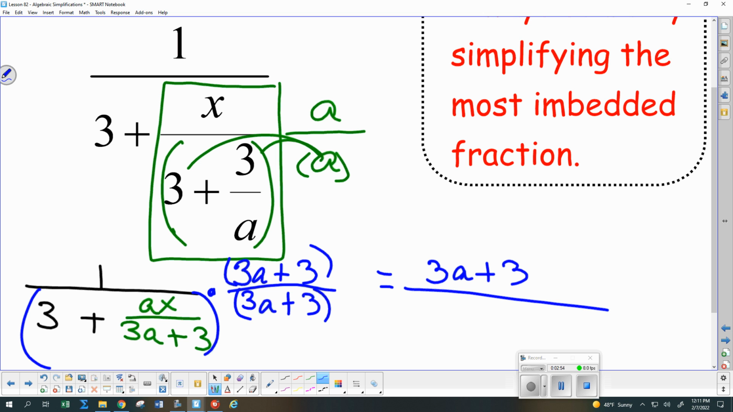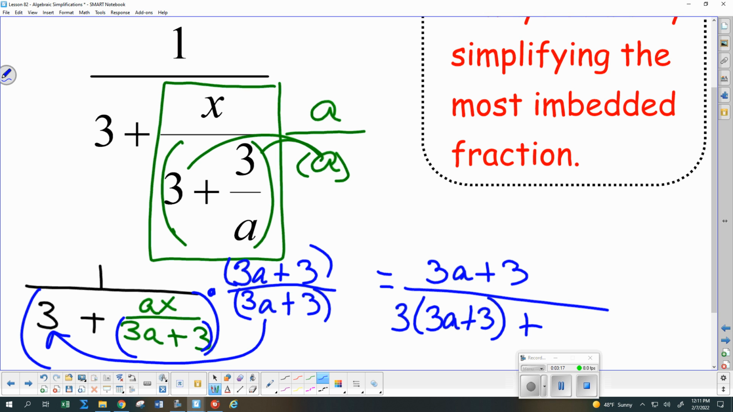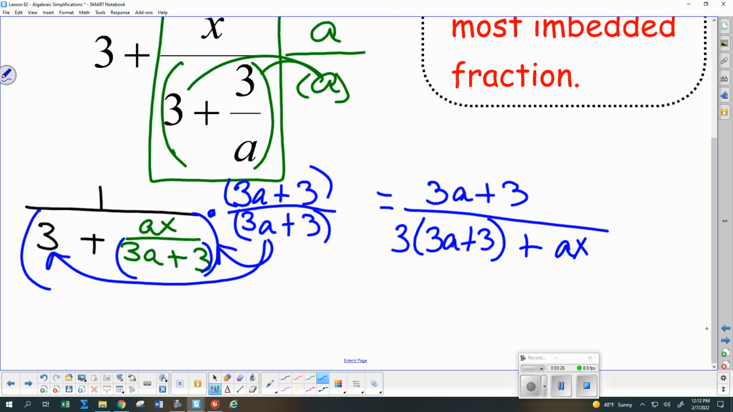For the denominator, it sort of looks like foiling, but I think it's actually a little bit easier if I say I have parentheses times that main denominator. So I need to take the whole parentheses times the 3. So I'm going to have 3 times the 3a plus 3 plus. I'm going to take the whole parentheses times this green fraction, and then the 3a plus 3 over 3a plus 3 will cancel, and I'll just have ax.